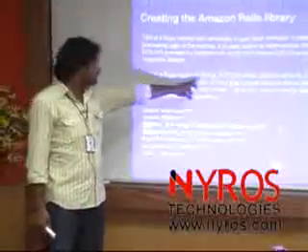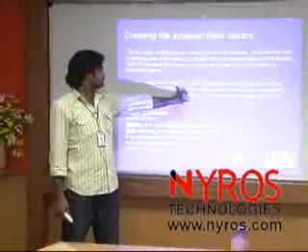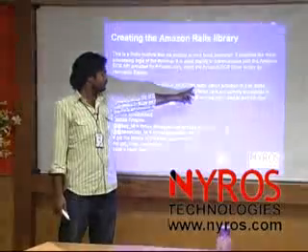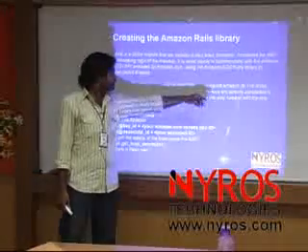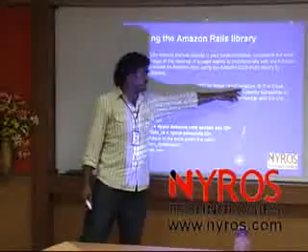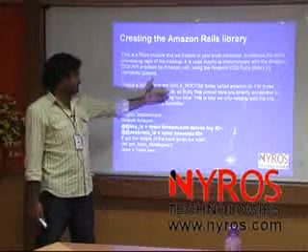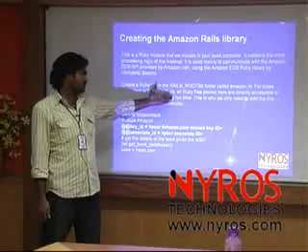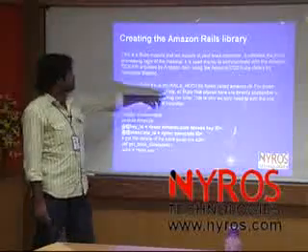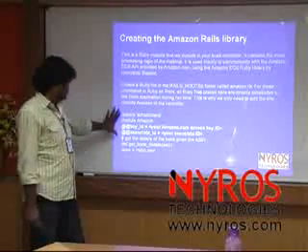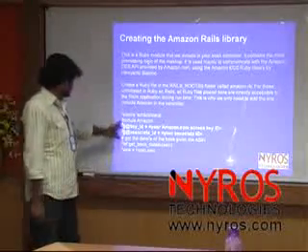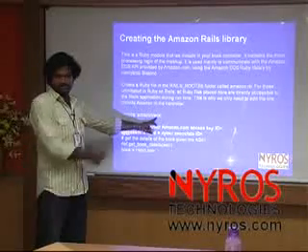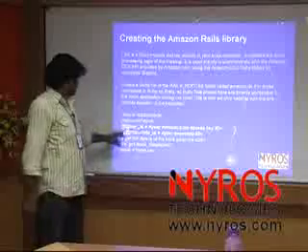Create a Ruby file in your Rails root folder. You have a library folder, lib. In that, create a file called amazon.rb. That file can be accessed in your controllers at runtime. In that amazon.rb file, place the code. In this first line, require Amazon ECS, which we installed as a gem, okay?